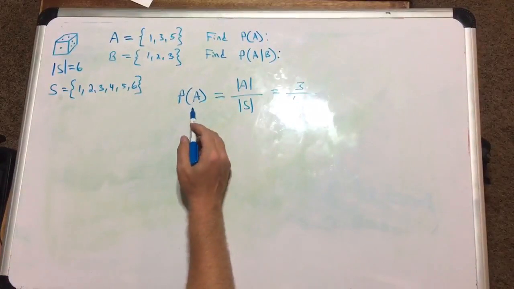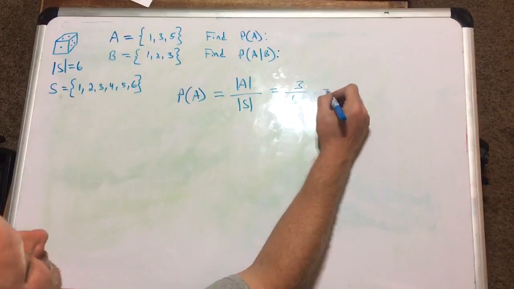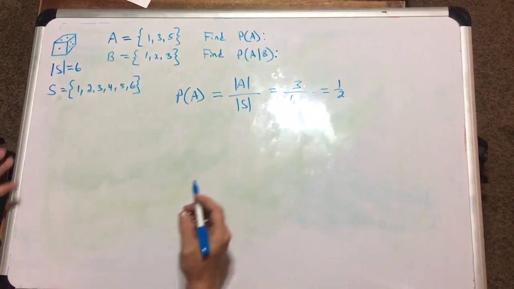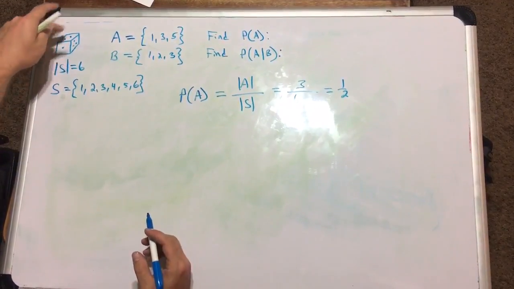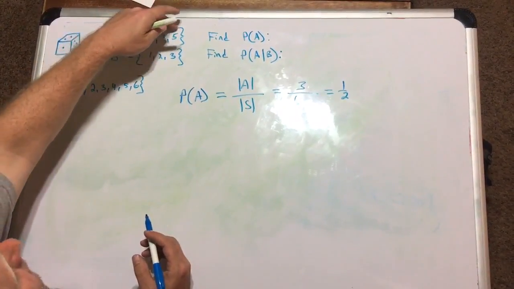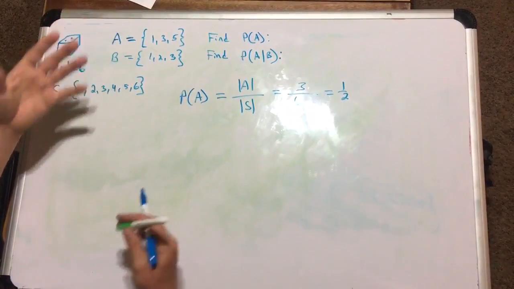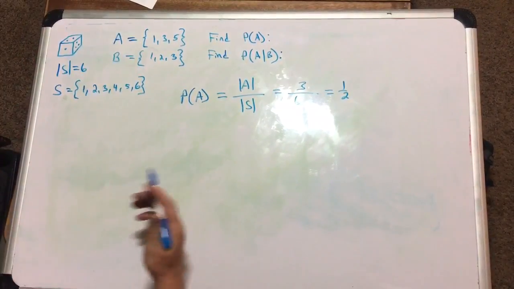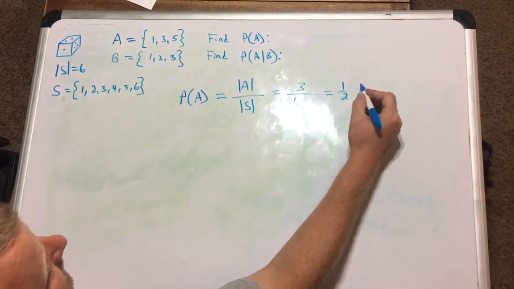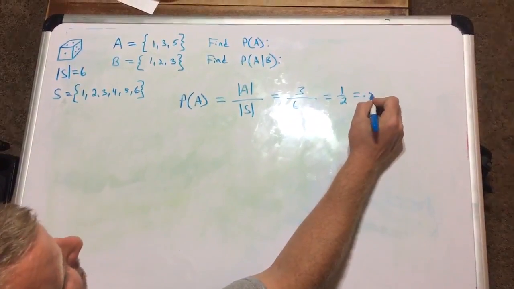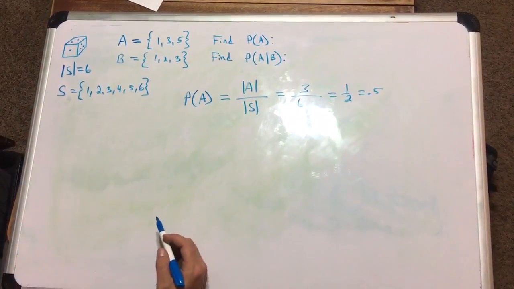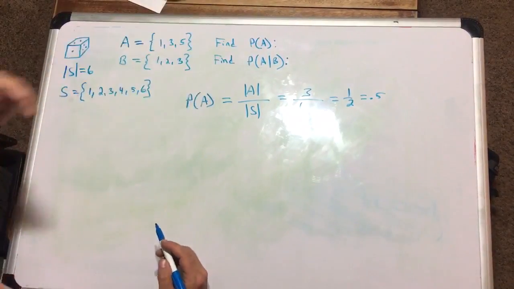So it's very simple. 3 out of 6 chance, or a 1/2 chance, that if you roll this die one time, you're going to get either a 1, a 3, or a 5. That makes sense because the other numbers are 2, 4, and 6, and it is half of the sample space. So you would suspect that 1/2, or 0.5, is the probability that event A would occur.